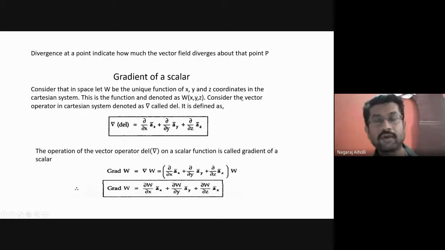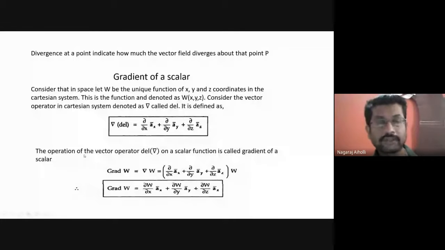Now what I will do is apply the vector operator, that is del, to this scalar function. First, let us see what del is. We have already gone through that. Del is ∂/∂x ax bar plus ∂/∂y ay bar plus ∂/∂z az bar. This is the definition of the vector operator, or the del operator.